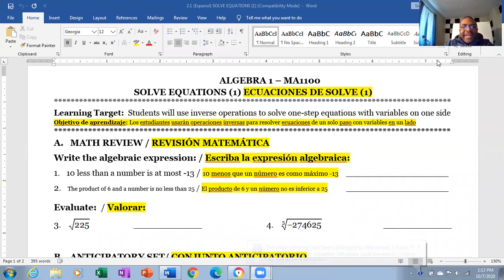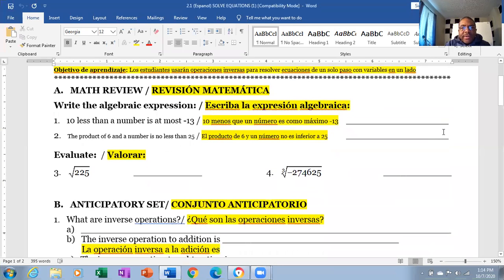All right, so it's time for Algebra 1. This is Unit 2.1. Unit 2.1, we're just getting started. All right, let's get started.